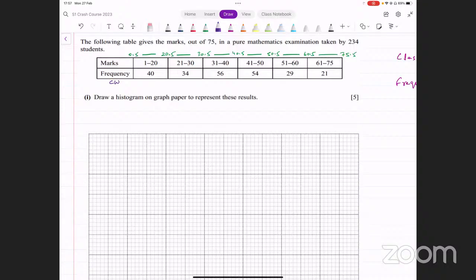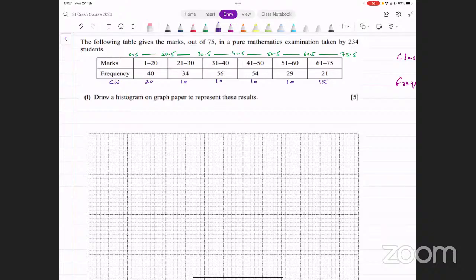Now, how do I calculate class width? It's not going to be 20 minus 1. It's going to be 20.5 minus 0.5. That's how I need to calculate my class width. For the first class, the width is 20. Then 30.5 minus 20.5, which is 10. 40.5 minus 30.5, that is also 10. Then 10 again, 10 again, and finally for the last class, I have 15. These are my class widths.